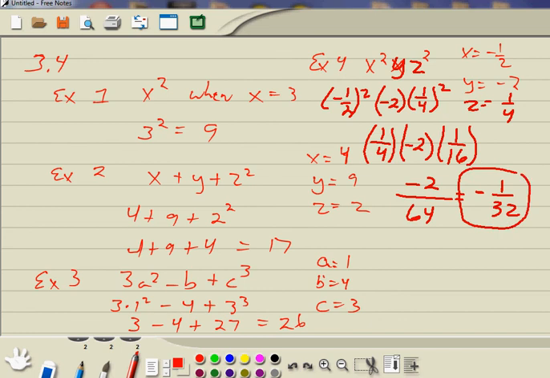So pay attention to those fractions. It's easy to make a mistake there. Go back and check that out and verify. So the first thing we do is we substitute the given values for the variables and then evaluate the expression following the order of operations.